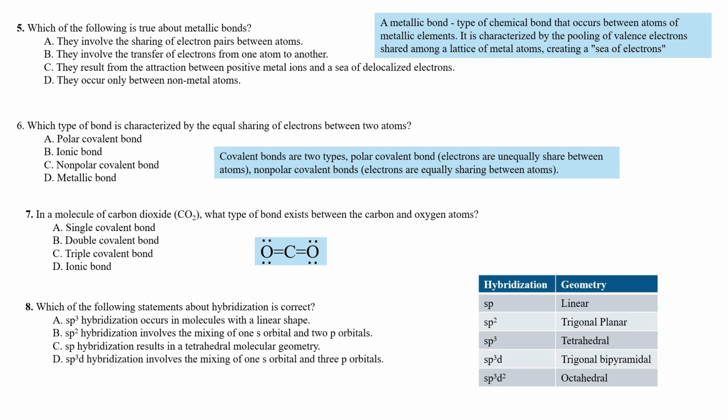C. sp hybridization results in tetrahedral molecular geometry. So sp hybridization results in linear geometry. And D. sp3d hybridization involves the mixing of one s orbital and three p orbitals. That is incorrect. sp3d is mixing of one s, three p orbitals with one d orbital. Total 5 orbitals mixed to make 5 hybridized orbitals. So the answer is B. sp2 hybridization involves one s and two p orbital mixing.